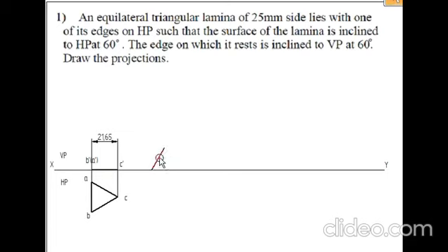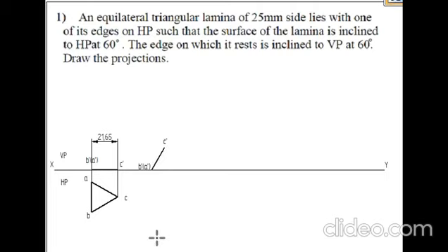It is a view, so it should be a dark line, and the naming should be the same. This point is B dash, with A dash in brackets. Next, this point will be C dash.